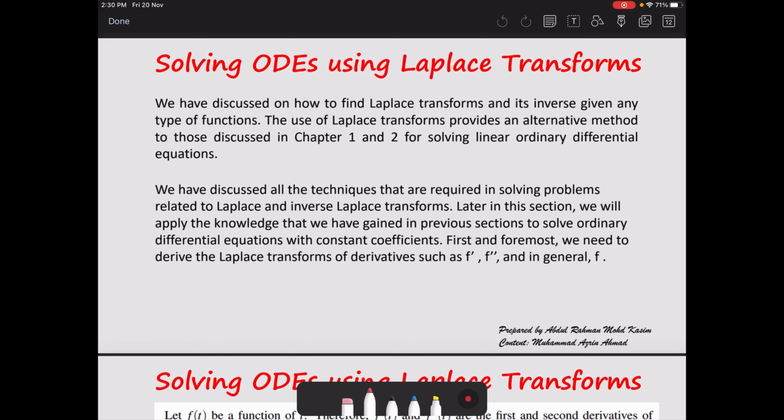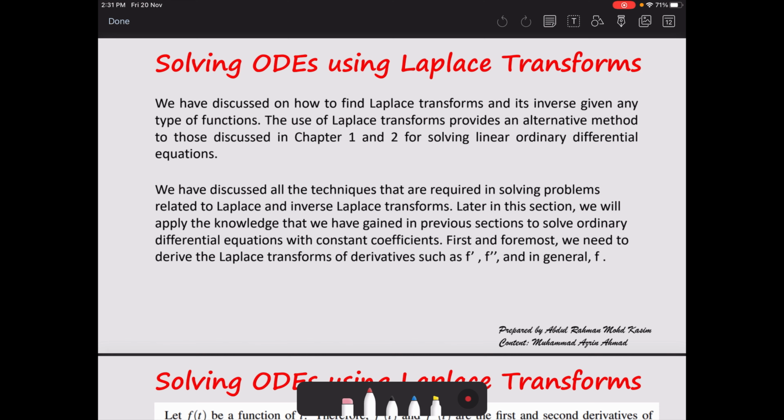Now, we would like to study solving ordinary differential equations using the Laplace transform. As I said to you, the ultimate goal of this chapter is to solve ordinary differential equations, which we already learned how to solve in chapter 1 and chapter 2. But for this one, we will focus on solving ODEs, either first order or second order, using the Laplace transform method.